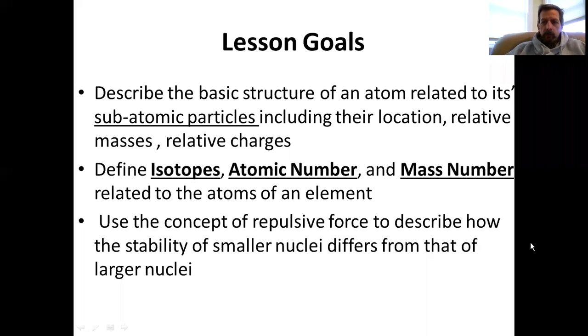We got some very specific goals in mind for today's lesson. One thing we ought to be able to do is to describe what atoms are like in terms of their structure. They're made up of something called subatomic particles. You probably recognize those as protons, neutrons, and electrons. Three key terms: isotopes, atomic number, and mass number. These are words that you should sort of own before the end of this unit, and describe how the repulsive force that pushes things away might create stability for the nucleus of the smaller kinds of atoms compared to larger ones. So those are our very specific goals for the lesson.